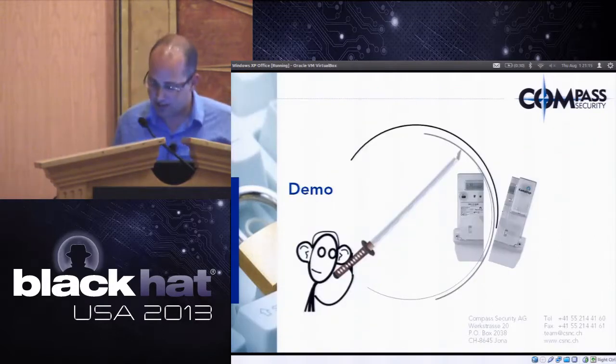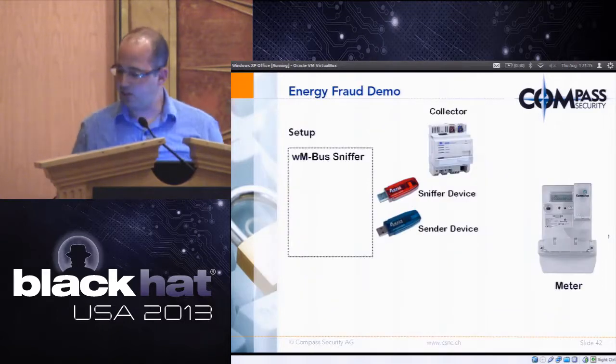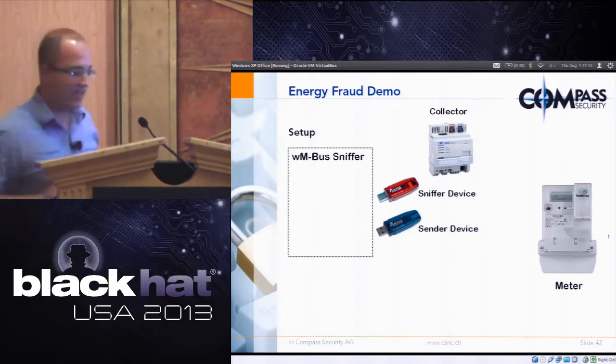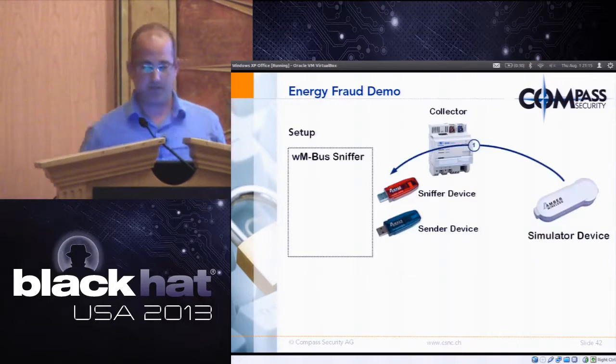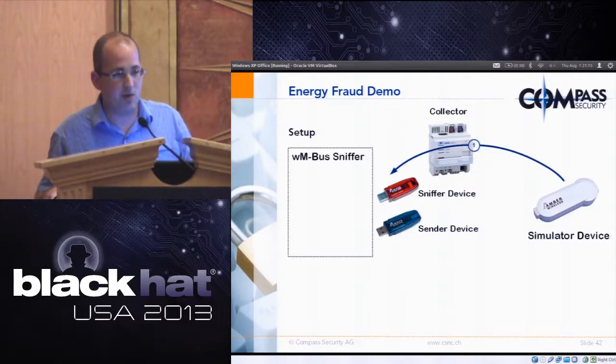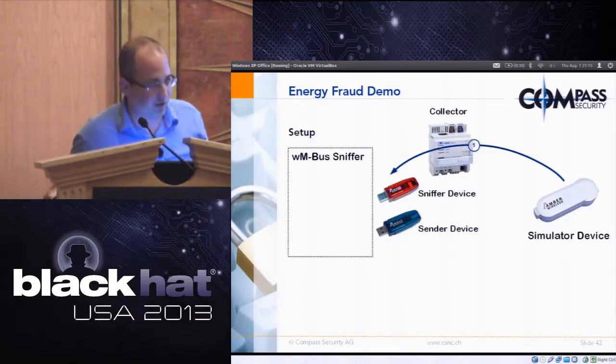Okay, let's get to the demo. I'll quickly explain the setup. I have a fake meter over here. And that fake meter sends commands, which are being received by the collector and by my sniffer device. The sniffer device is actually a USB stick which features a Texas Instruments CC1101 chip, which is a standard transceiver, and a piece of ARM code. So I have two of them. They have different firmware in it.